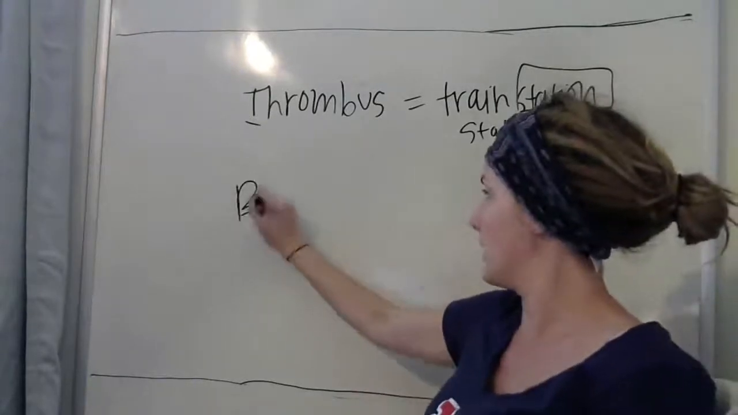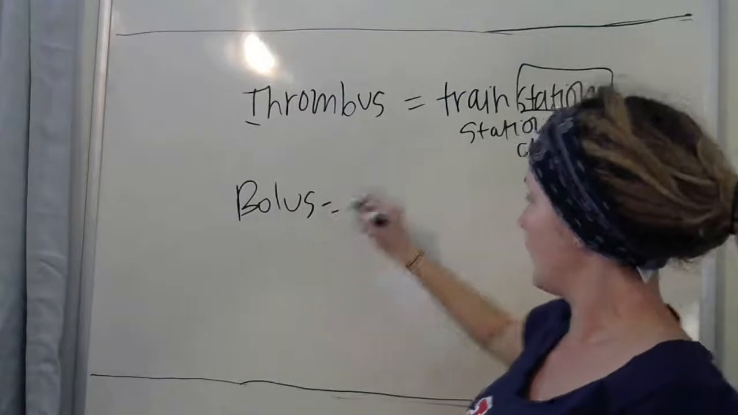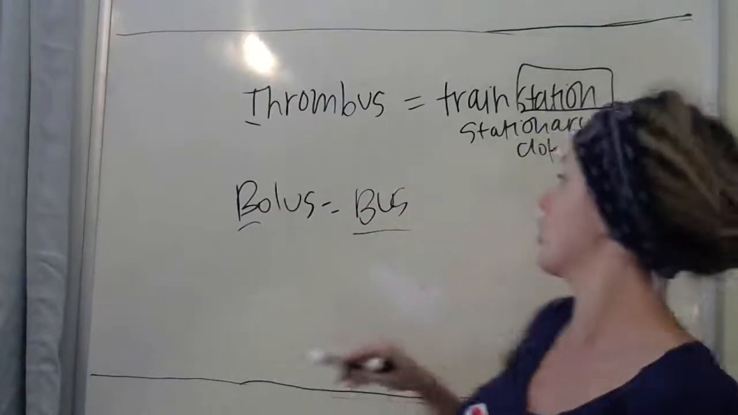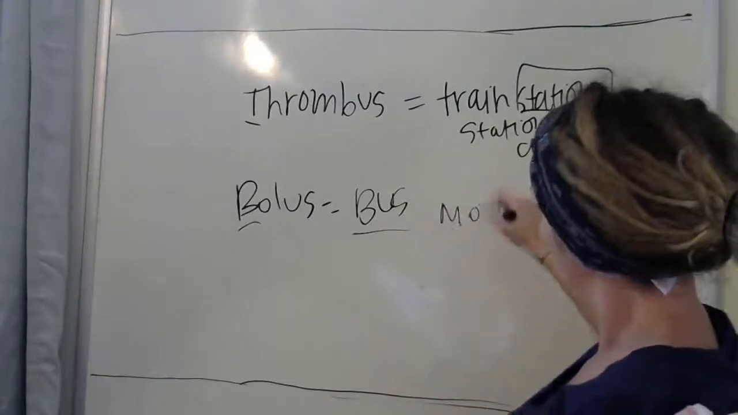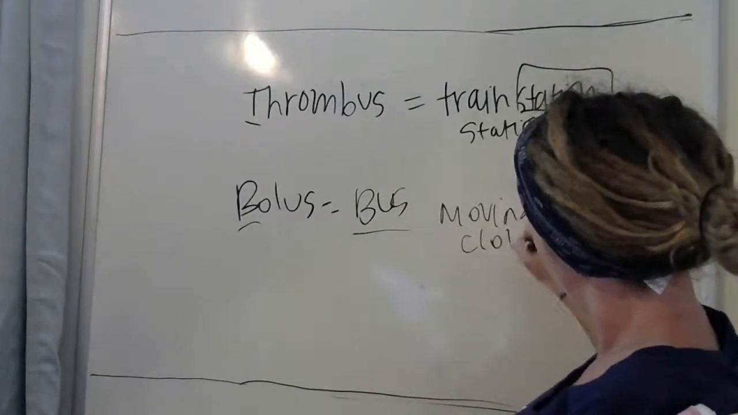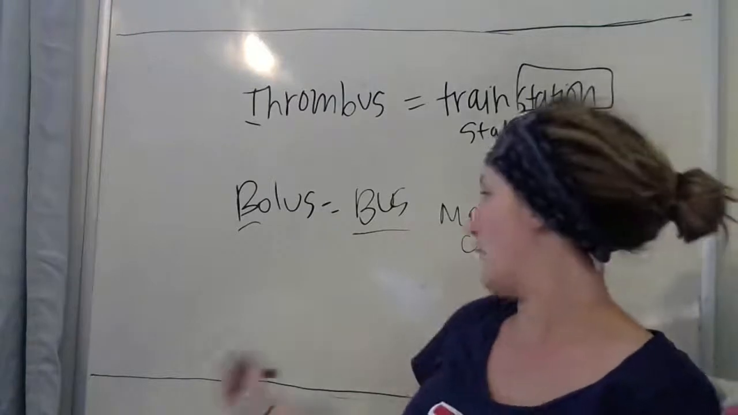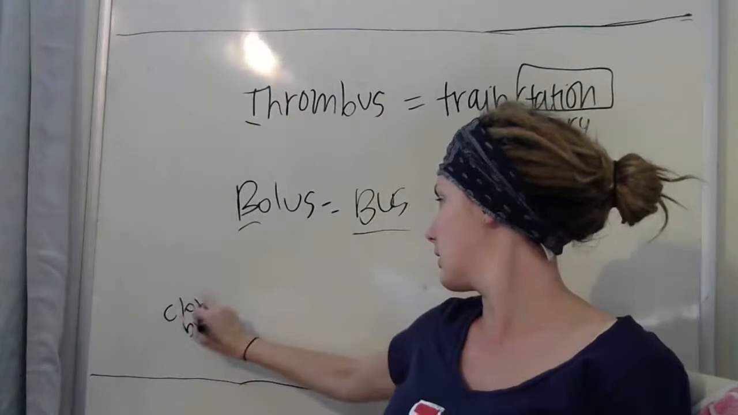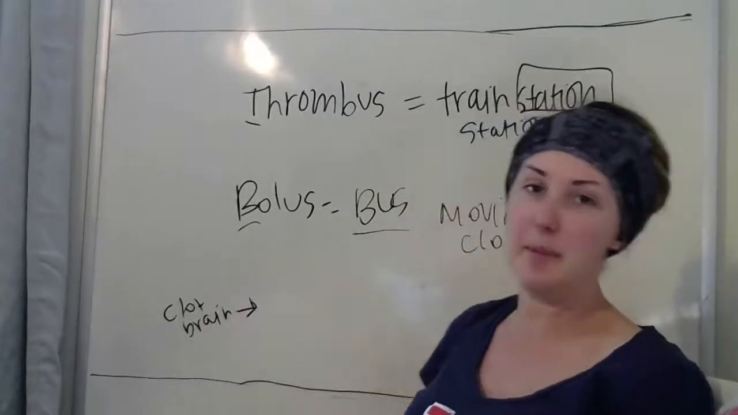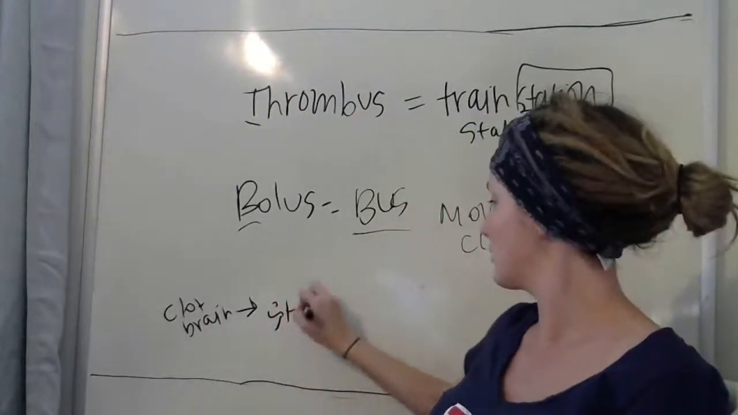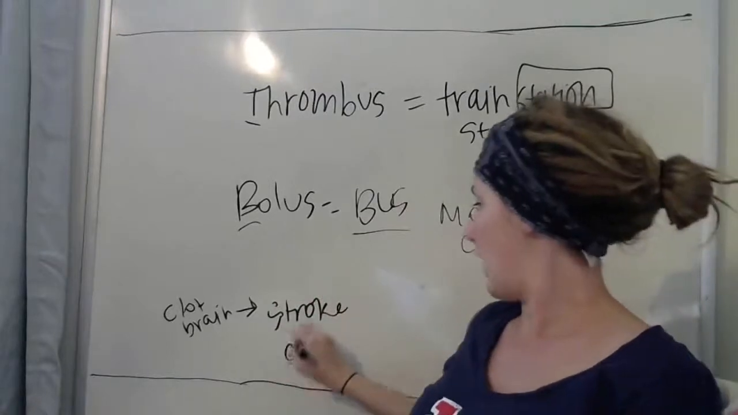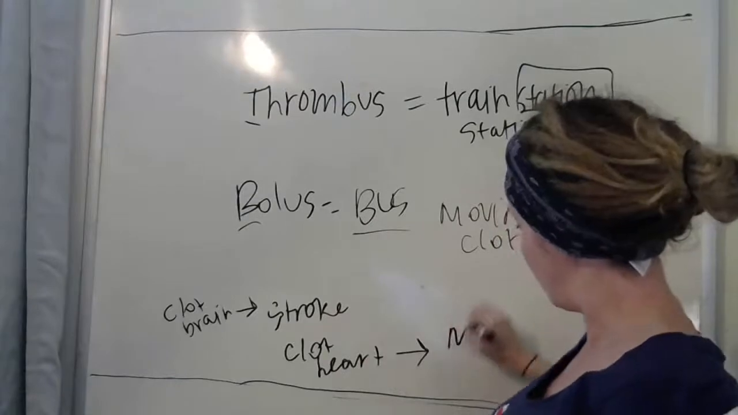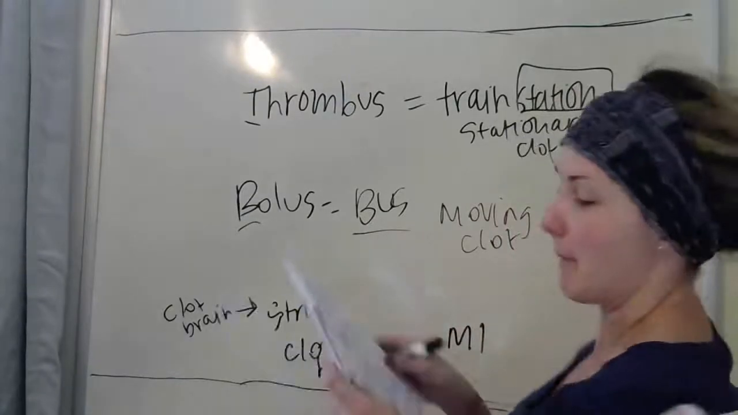And then we have a bolus. I like to think of bolus as a bus. And buses move around. They're going to drive that clot. It's a moving clot, which is super dangerous. So if you have a clot in your brain, most of the time it's going to cause a stroke. And if you have a clot in your heart, most of the time it's going to cause a myocardial infarction.